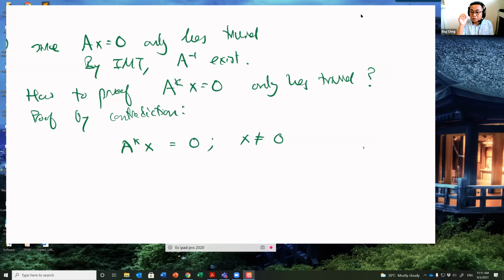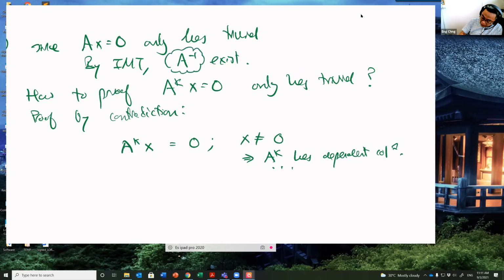So we say that we have a matrix A times A times A, K times, multiplied by X. On the right-hand side is 0, but X is not 0, and we don't know what A^K is. But it implies that A^K has dependent columns and so on and so on. But we know that A minus 1 exists, right? From the top, we know that. Okay, so we are going to do A minus 1, K of them.